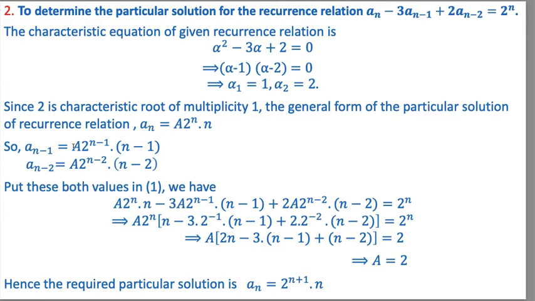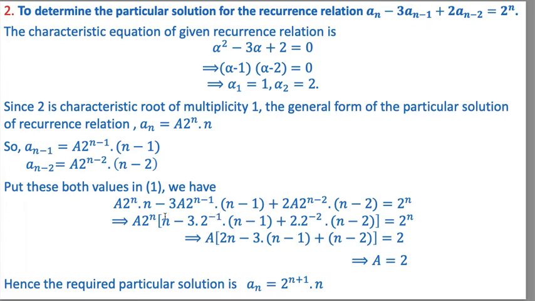If we substitute the values of an minus 1, an minus 2 in the given recurrence relation, we get a 2n into n minus 3a 2 raised to power n minus 1 into n minus 1, plus 2a 2 raised to power n minus 2 into n minus 2, equal to 2 raised to power n. If we take a 2n common, then here we are left with n. This is 3, a is outside, 2 raised to power n is outside, so 2 raised to power minus 1 and minus 1. This is 2, a is outside, so this is 2 raised to power minus 2 into n minus 2 equal to 2 raised to power n. We can cancel 2 raised to power n on both sides, because we have here 2 raised to power minus 1.